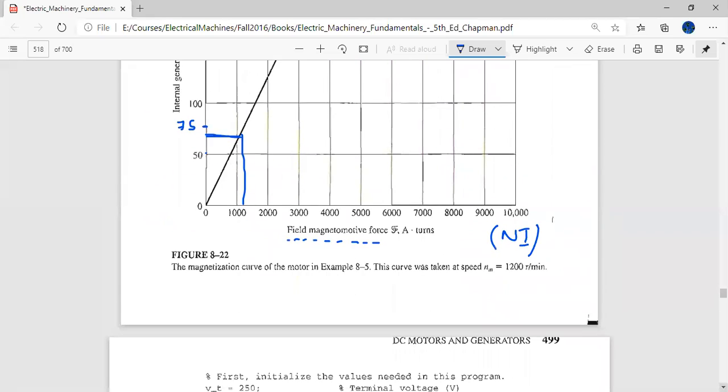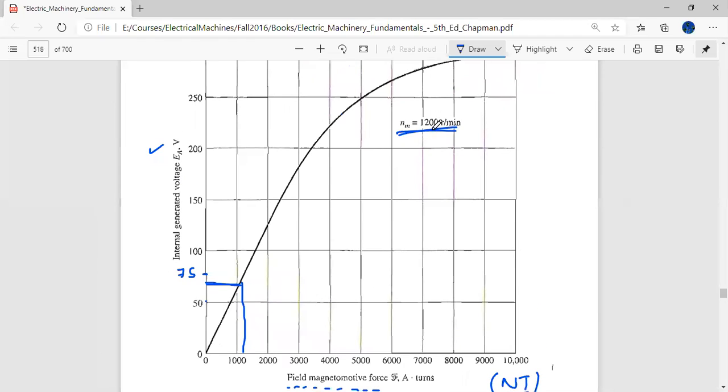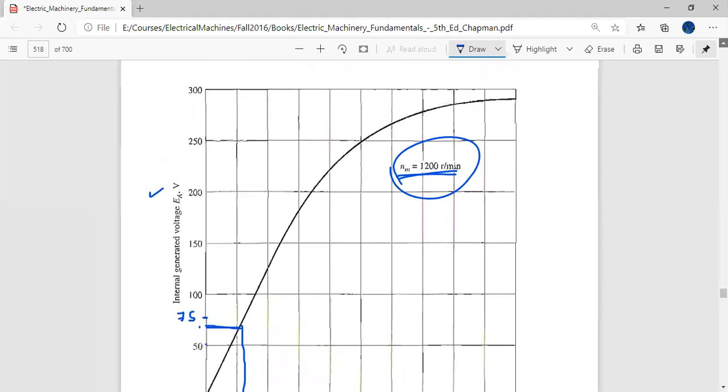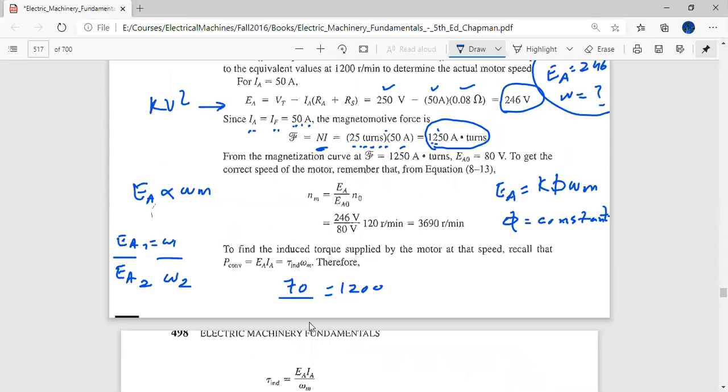EA is 70 at 1200 RPM. Okay, let's assume this is 70. So at 1200 RPM, EA1 is 70. This is our first operating point. And our second operating point is, we want to find the omega 2, and I already know the value of EA. It is equal to 246. So we calculate the new value of omega 2. Please quickly calculate this and tell me.